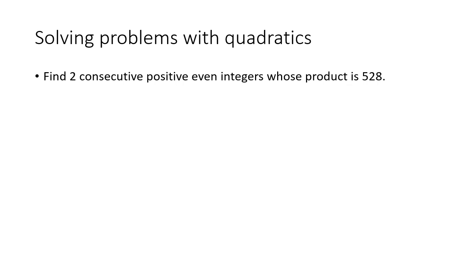Okay, let's get into some problem solving now. I know this is already kind of a long video, but we'll have just a couple more and then we'll be done. Find two consecutive positive even integers whose product is 528.